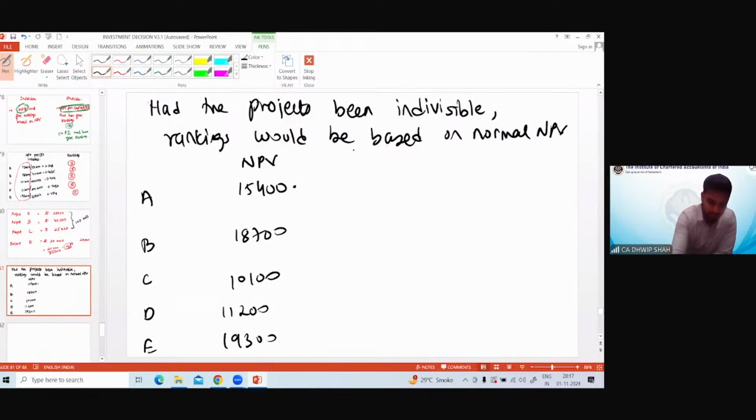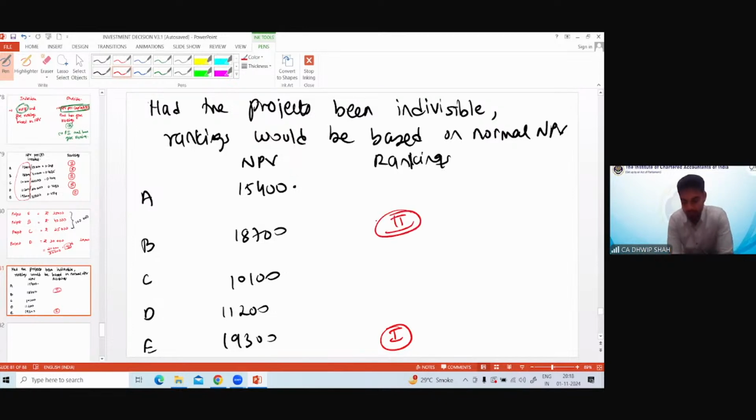So now let's give rankings based on simple NPV. Can I say project E stood first in the class because it has the highest NPV? Yes or no? Project B stood second because it has the second best NPV. Project A has the third highest NPV, so we give ranking 3 to project A. Project D ranking 4 and project C ranking 5. So giving ranks is very simple. Higher the marks, higher the ranks.